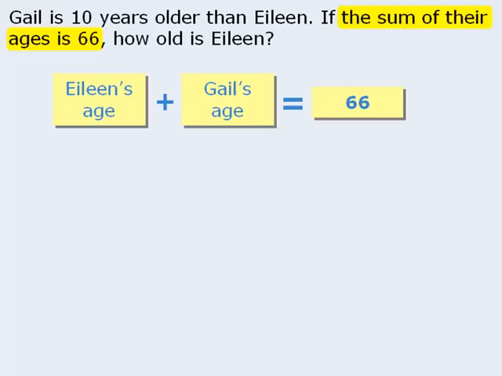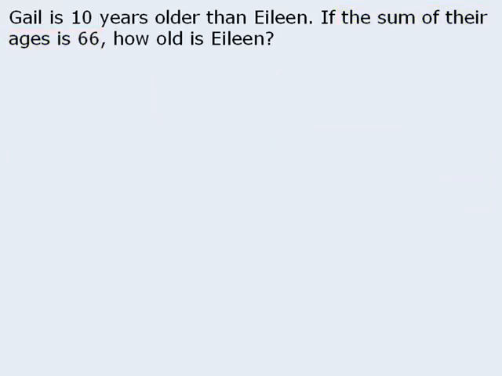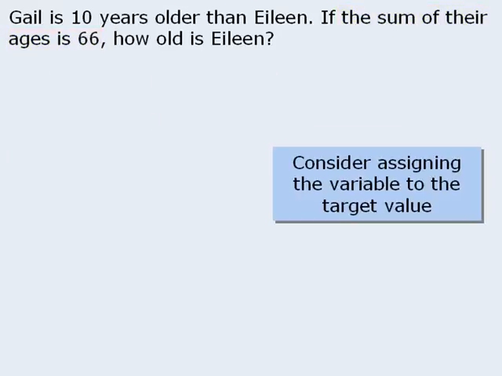Now which of these two ages should we assign a variable to? Well, another guideline for assigning variables is that it is often best to assign the variable to the smallest value. So since Eileen is younger than Gail in this question, we might consider assigning a variable to Eileen's age. Another guideline is to consider assigning the variable to the target value. In this question, we are asked to find Eileen's age, so if we let x equal Eileen's age, then when we eventually create an equation and solve it for x, we will then know Eileen's age.